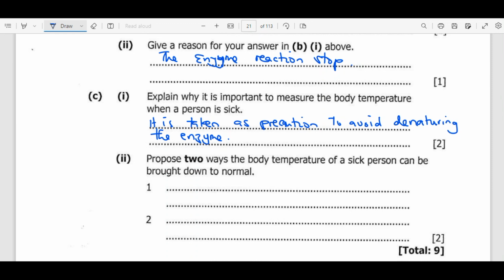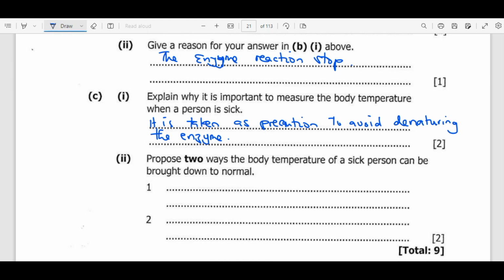And then the question proposed 2 ways the body temperature of a sick person can be brought down to normal. So in an event that the body temperature is high, they will get warm water, and they're going to use a cloth. The cloth will be dipped in warm water, and then they are going to use that same cloth to put on the body of the person who is sick. And not only that, the person may be asked to go and bath in warm water.